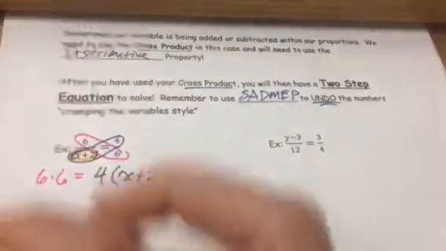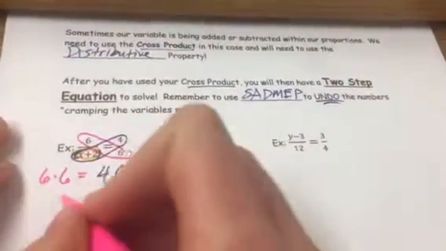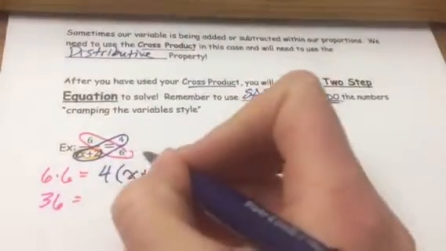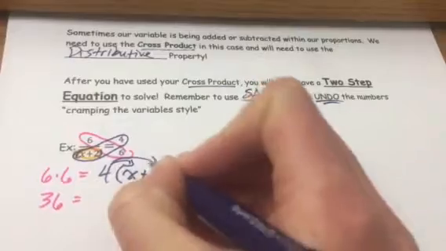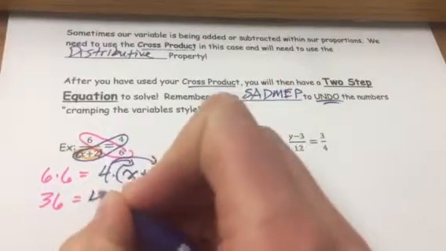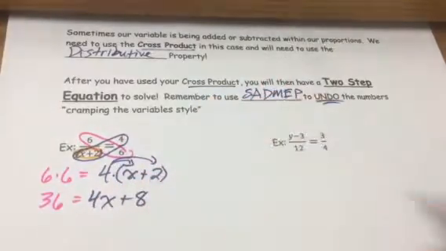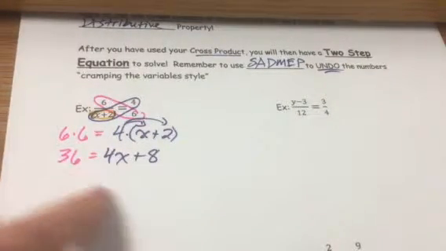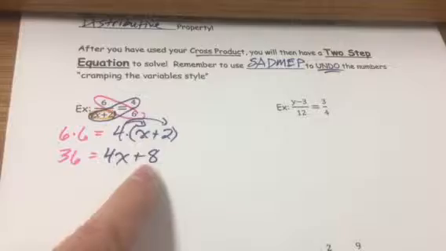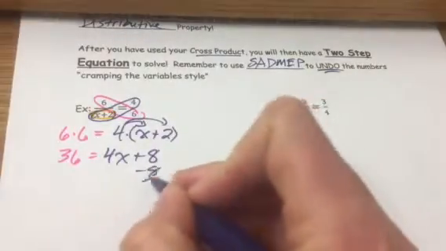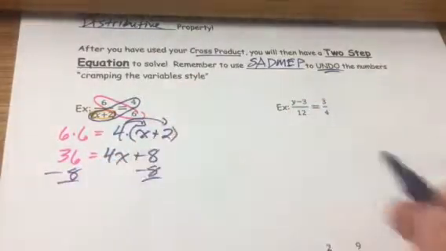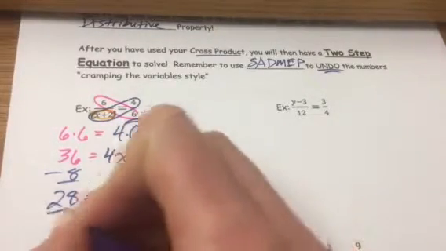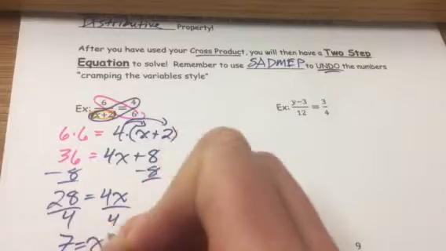Now we have 36 is equal to, and I'm going to use the distributive property, multiply in, and I get 4x plus 8, and now I have a nice two-step equation on my hands. So now I'm going to use SADMEP. I'm going to get rid of addition and subtraction first. I'm going to subtract 8 from both sides, and I get 28 equals 4x. I'm going to divide both sides by 4, and I get 7 equals x.